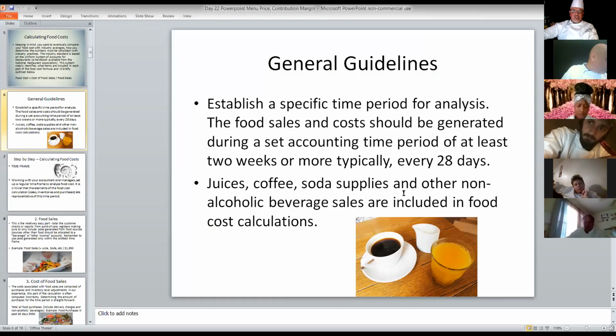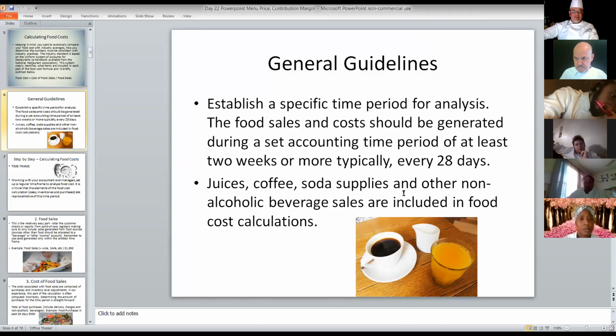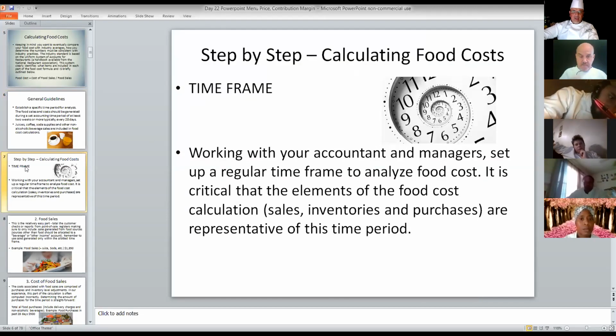Juices, coffee, soda, and other non-alcoholic beverage sales are included in food cost calculations. Those are considered food costs. If it's alcohol, that's not food, so don't include it. Okay. So, time frame. With your accountant or manager, set up a regular time frame to finalize food costs. It is critical that the elements of food cost calculation, sales, inventories, and purchases are representative of this time period.